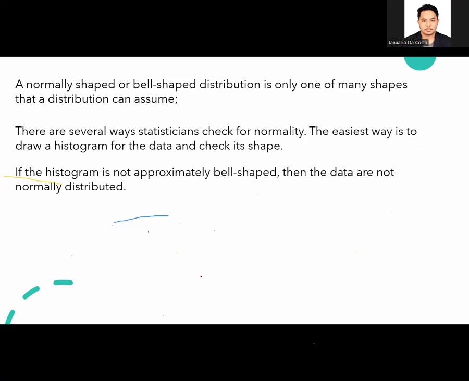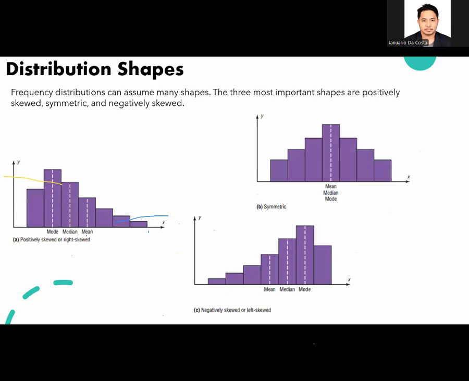The easiest way is to draw a histogram for the data and check its shape. If the histogram is not appropriately bell-shaped, then the data are not normally distributed. For example, like this. Which of the 3 is normally distributed, A, B, or C? B, symmetric. Yes, B is the normal distribution, symmetric, meaning when your distribution is symmetric, your mean, your median, and your mode are all equal, very close to each other.